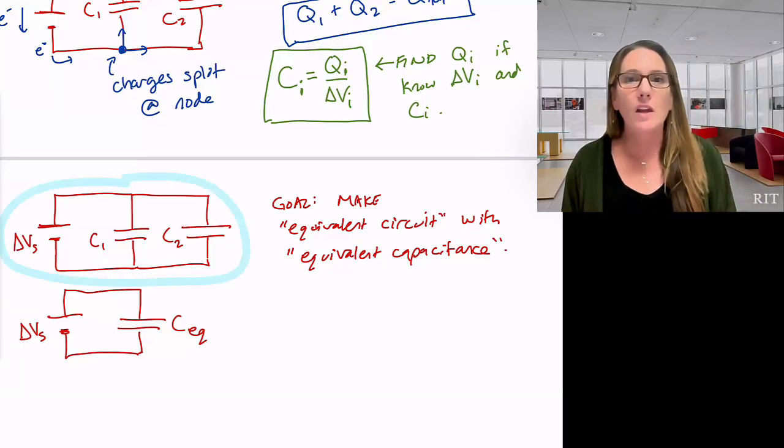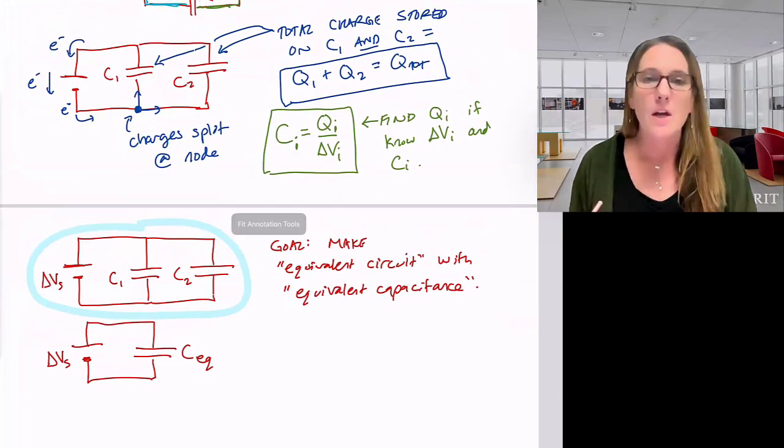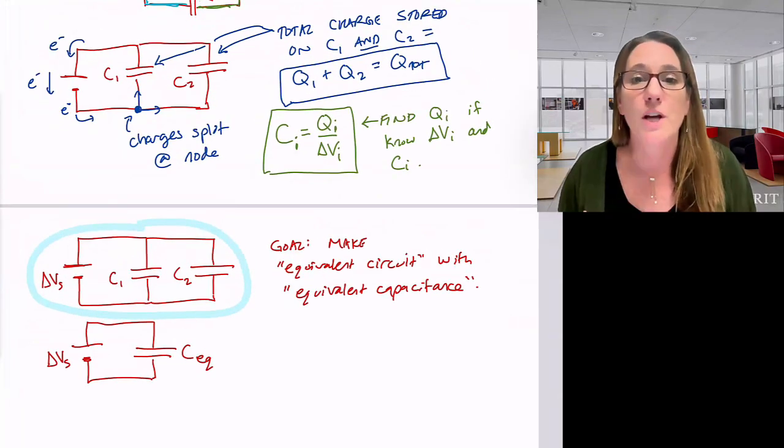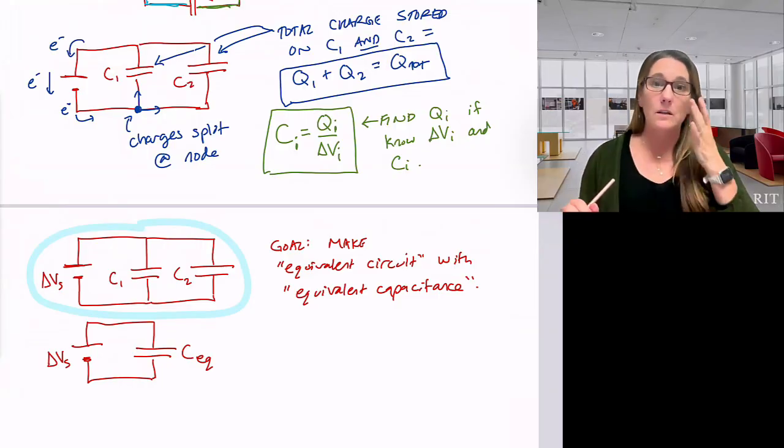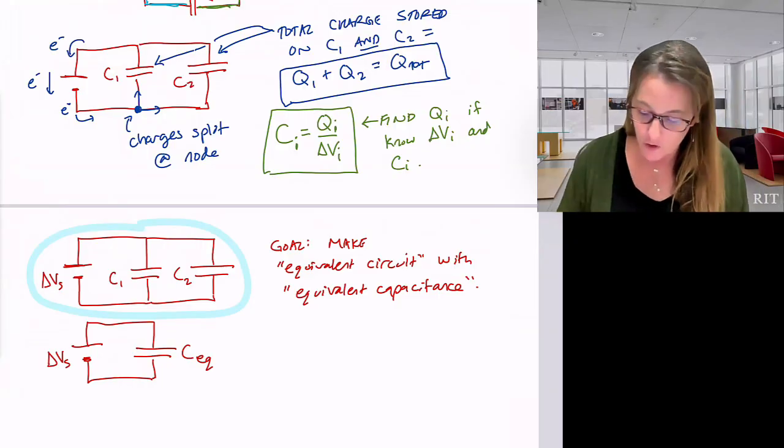And if we think about it, we can use these previous results knowing that the total charge adds in this case, right? So we can say that C_EQ is going to be equal to my equivalent charge stored over the delta V that they see.